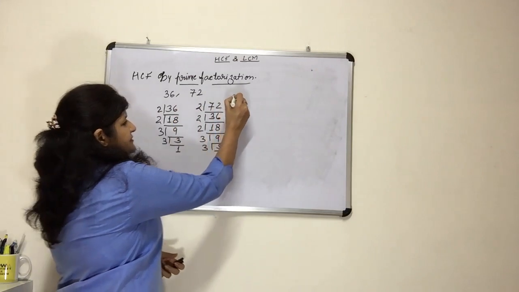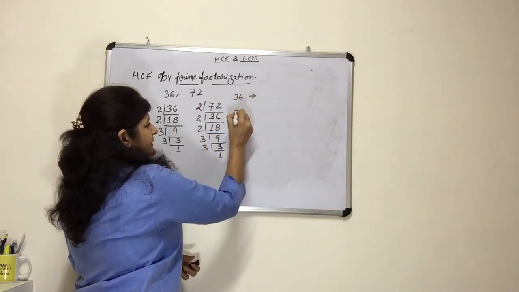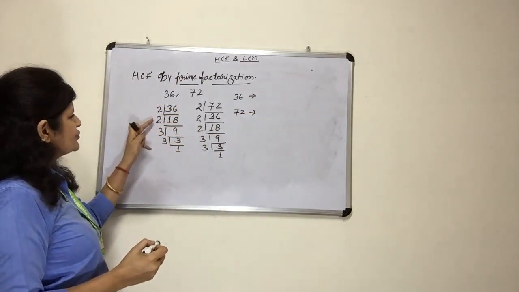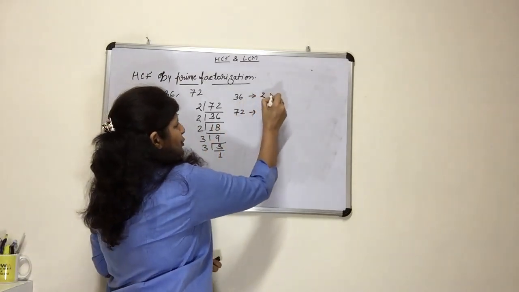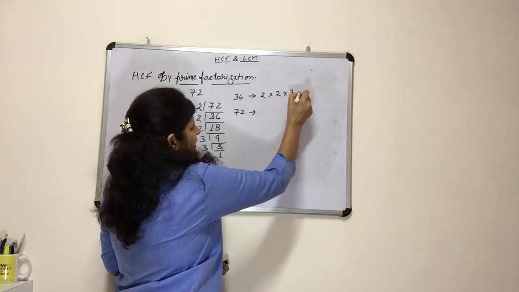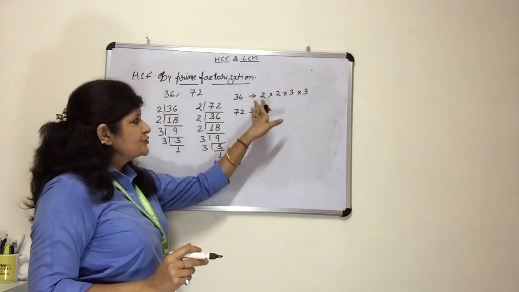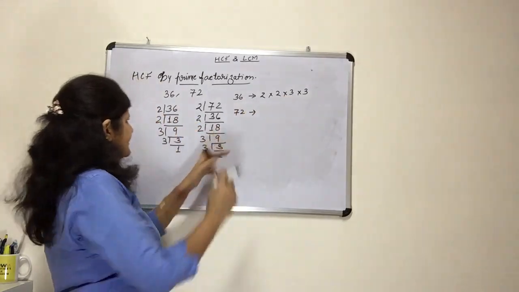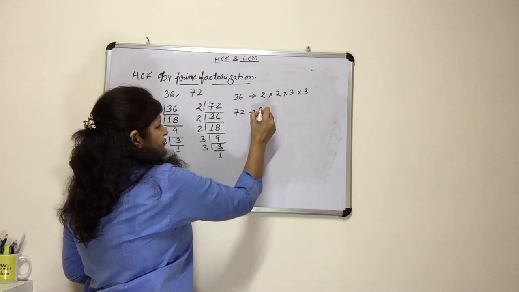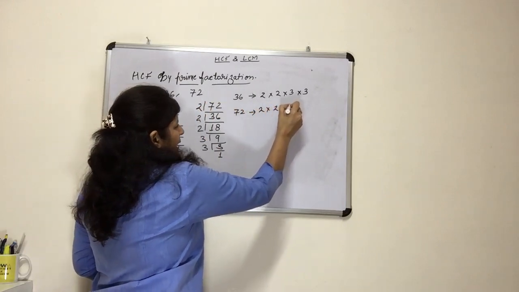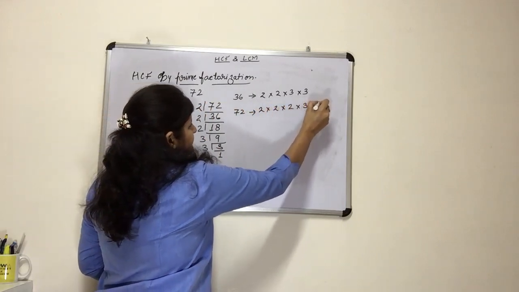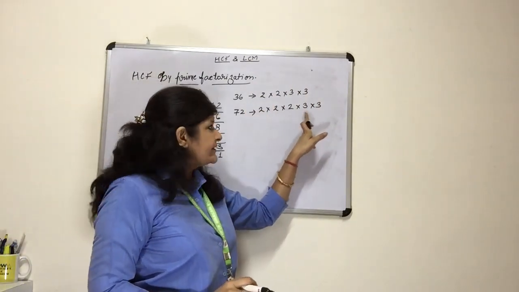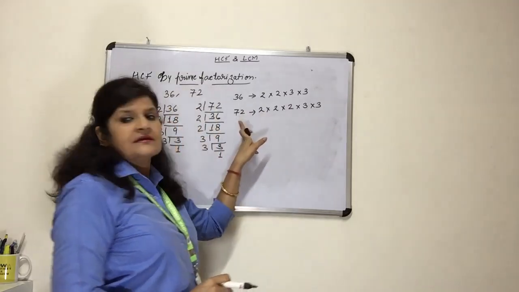Now let us write these factors all together, 36 and 72. What are the factors of 36? 2, 2, 3, 3. So we will write 2, 2, 3 and 3. See, 2 twos are 4, 4 threes are 12, 12 threes are 36. Right? Now 72: 3 times 2 and 2 times 3. So 2 twos are 4, 4 twos are 8, 8 threes are 24 and 24 threes are 72.